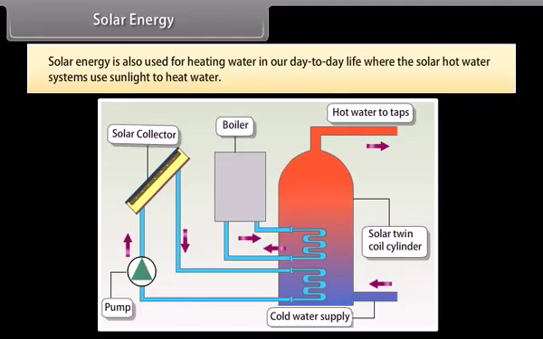The most common types of solar water heaters are evacuated tube collectors and glazed flat plate collectors, generally used for domestic hot water, and unglazed plastic collectors used mainly to heat swimming pools.